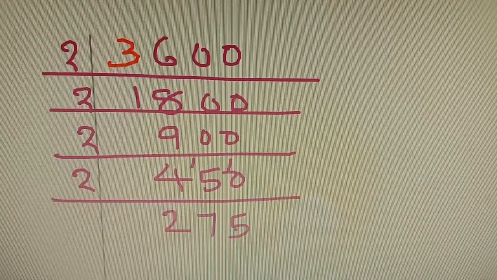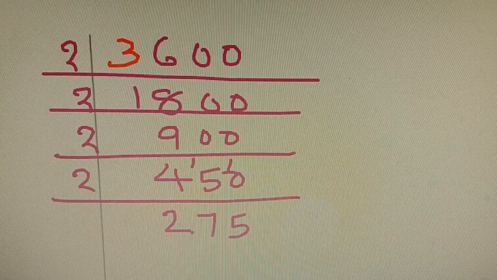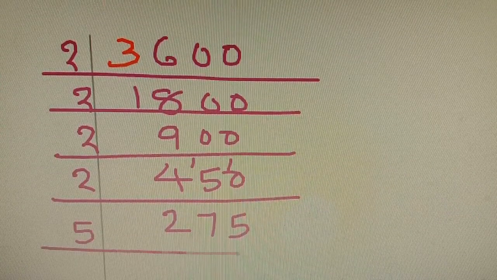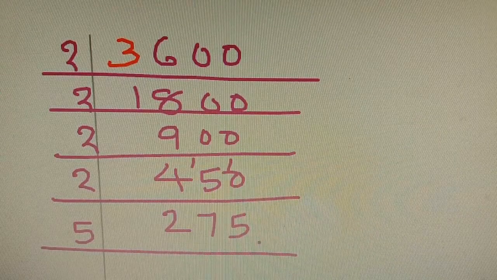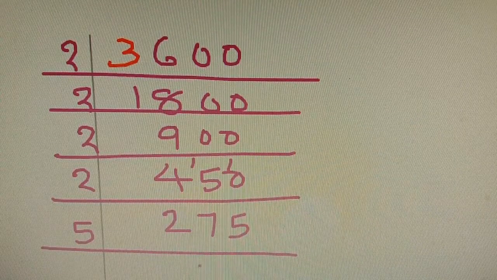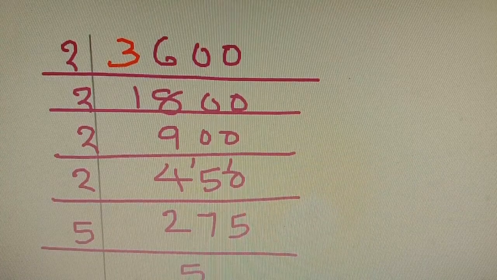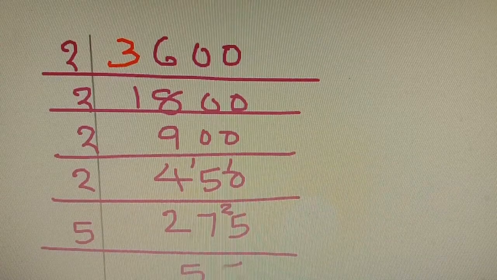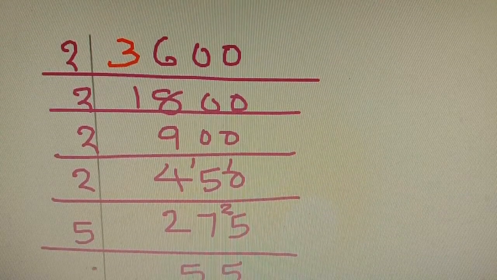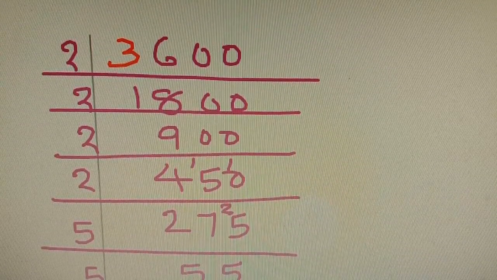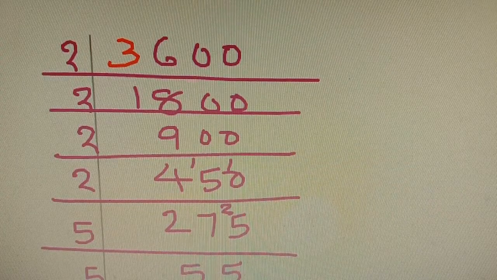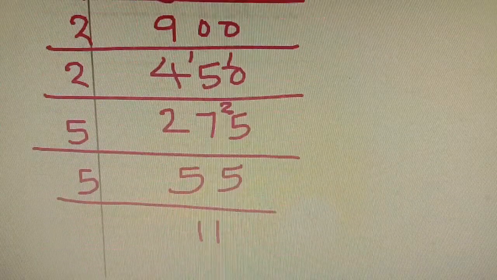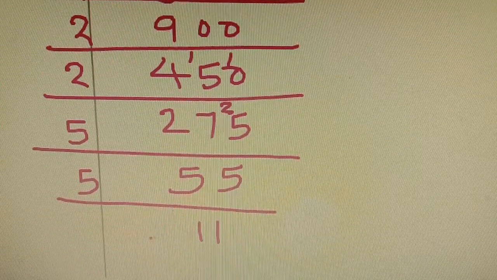Then we can't divide with the 2, so we select the next number, 3, but that is also not possible. By 3 also we can't divide, so we take the next number, 5. We can divide by 5 because the last digit is 5. So 5 5s are 25. Then 27 minus 25, remainder 2, so that 2 and 5, 25, so 5 times. Then with the 5 we get 11. 55 by 5 is 11.